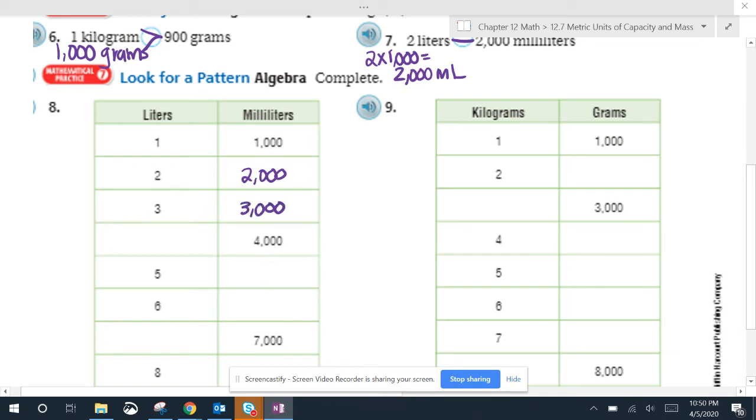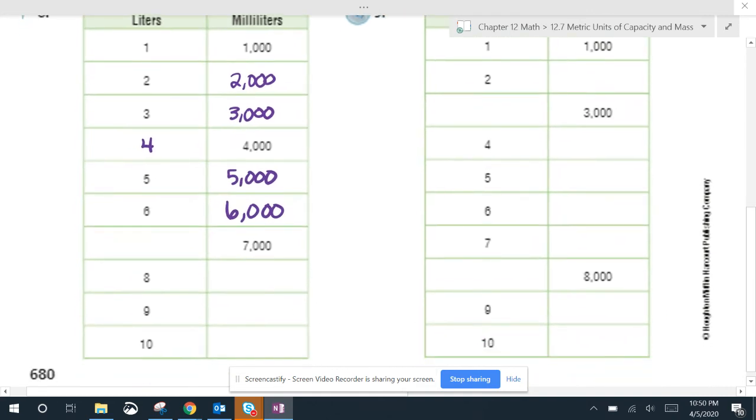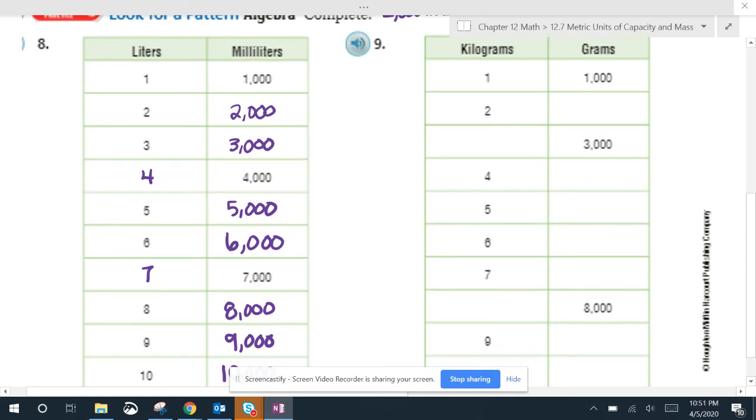Now they gave me 4,000 milliliters, which is equal to 4 liters. If you notice the pattern, every time I go up by a liter, I go up by 1,000 milliliters. So I've got 5,000 milliliters, 6,000 milliliters. 7 liters is equal to 7,000 milliliters. 8,000 milliliters, 9,000 milliliters, and 10,000 milliliters. Okay, go ahead and pause the video. Check your work for number 9, excuse me.